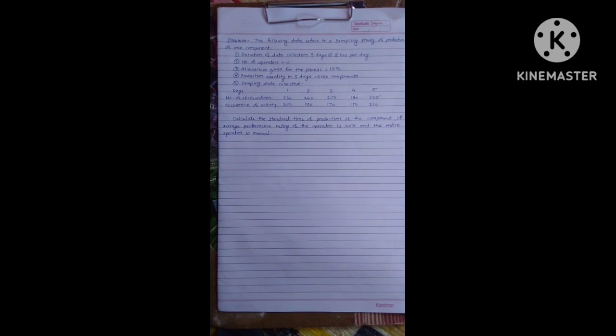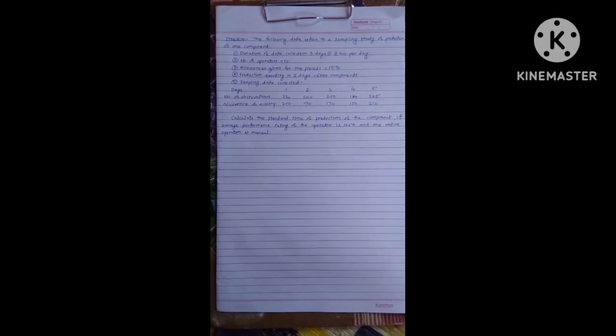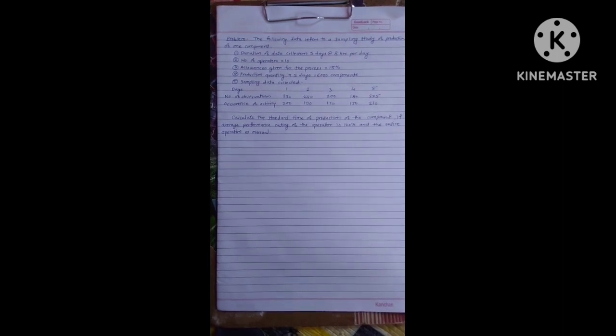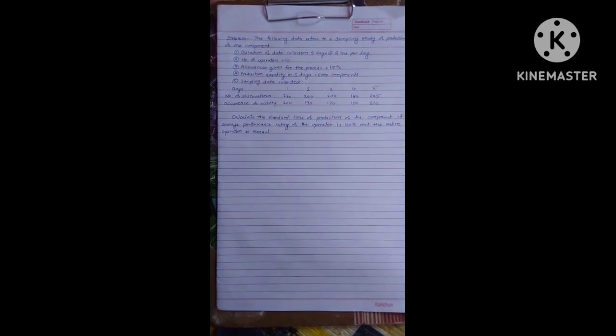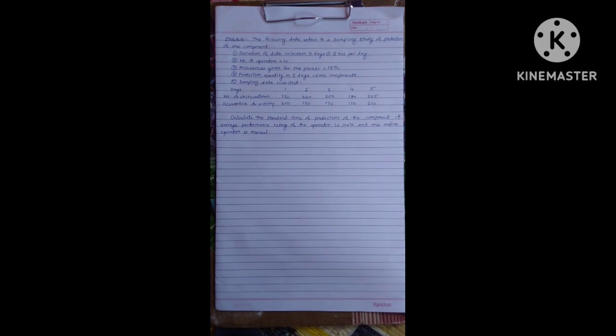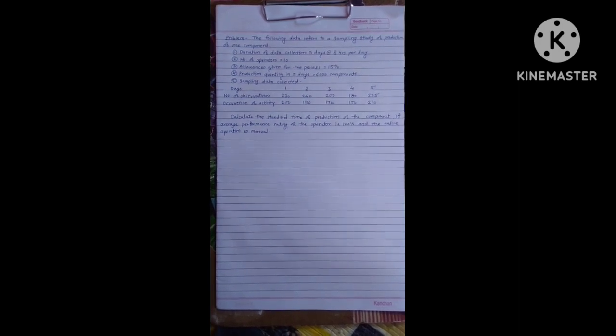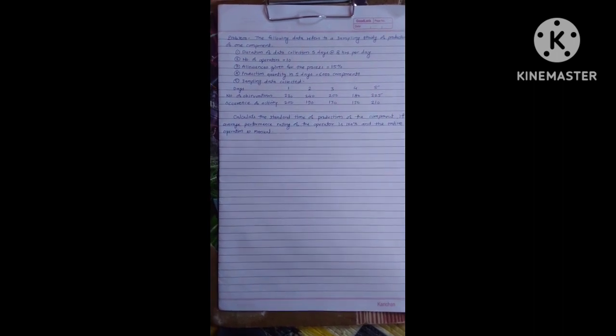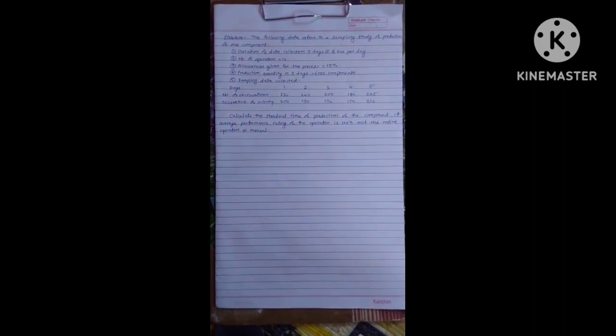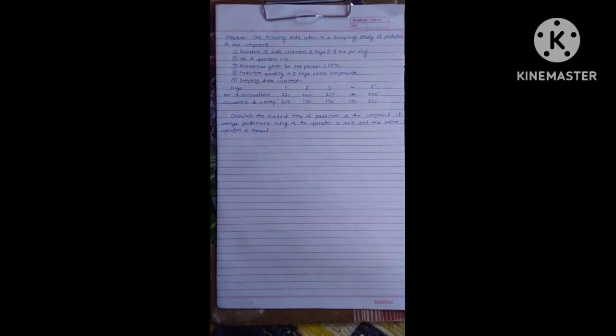So with 10 operators, total working hours is equal to 10 into 5 into 8, because the number of operators is 10 and the data is collected for 5 days, 8 hours. So total man hours are 10 into 5 into 8, that is 400 hours. Then allowances given for the process is 15%, and production quantity in 5 days is 6,000 components. So 6,000 components are made within those 5 days.